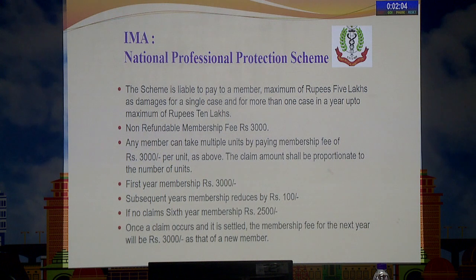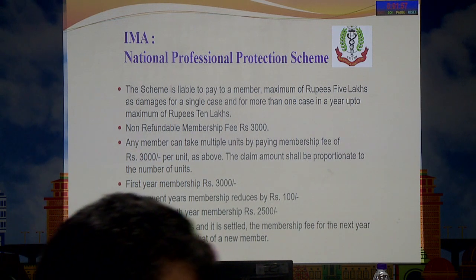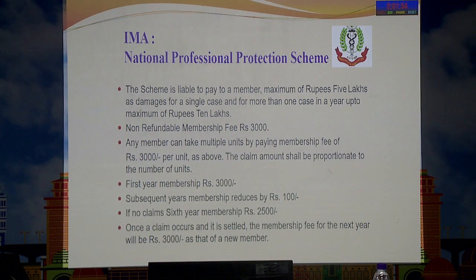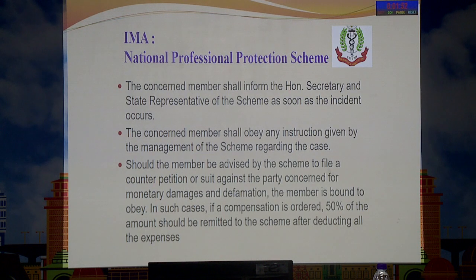Subsequently, if there is no claim, the membership fee reduces by 100 till you reach a stage of 2,500. And once a claim occurs, again you need to start back with 3,000 rupees per policy, per unit. And here the concerned member, the moment you get a notice, you need to inform the state representative of the scheme, and the concerned member will obey the instructions of the IMA management and should agree to their terms, and they will be giving you all the support, and you can fight out the case in the court of law.